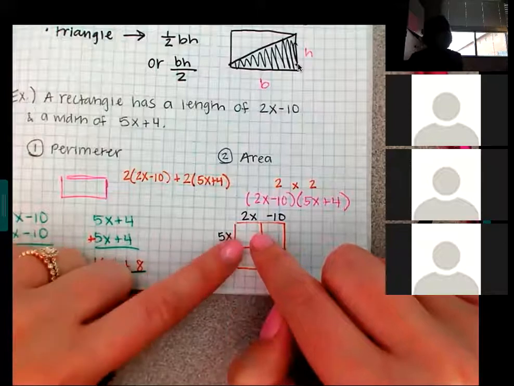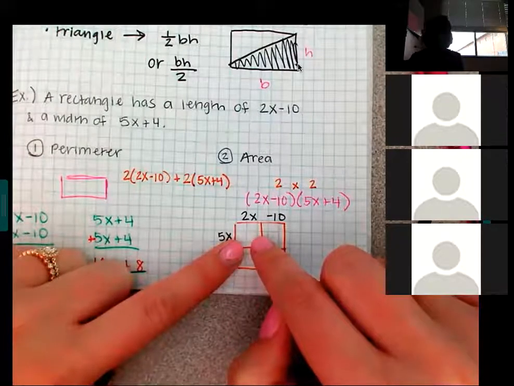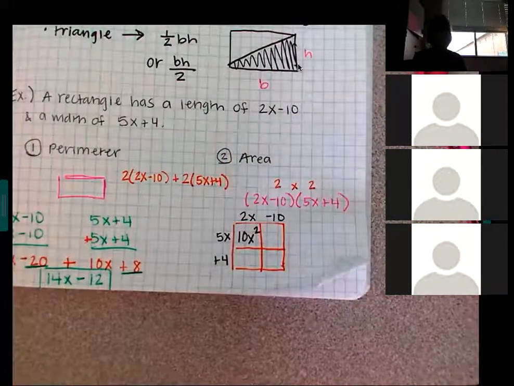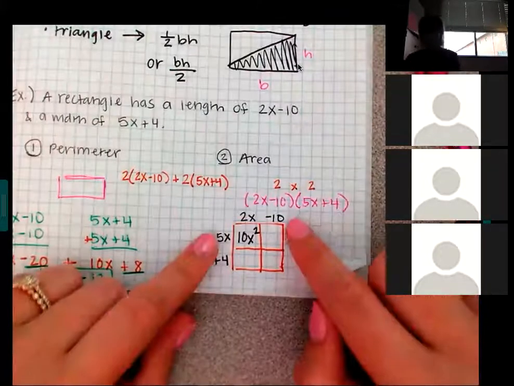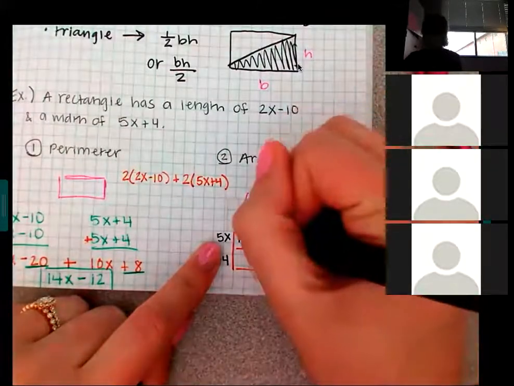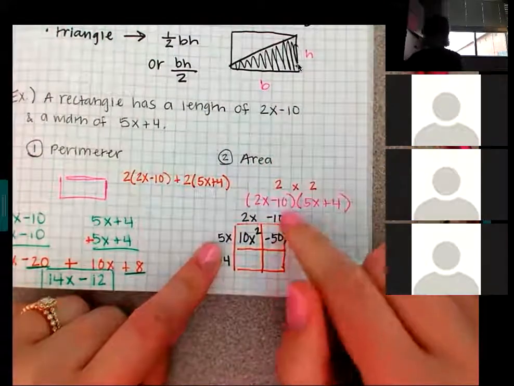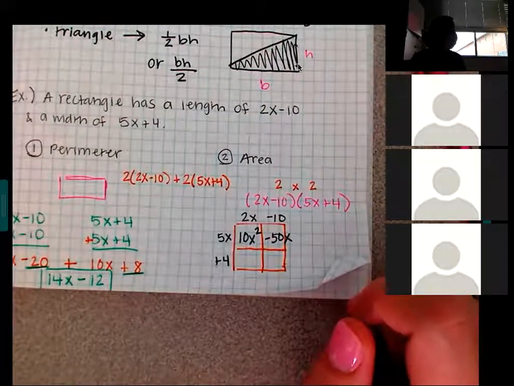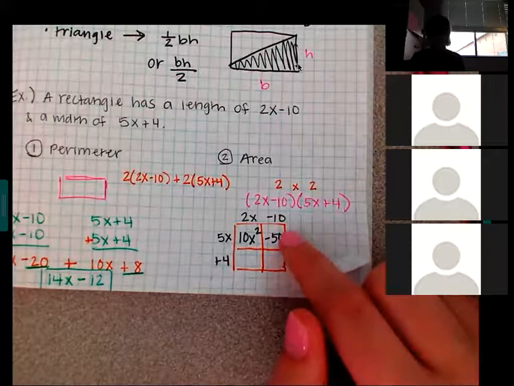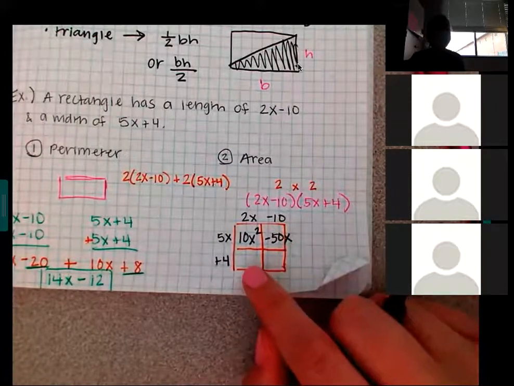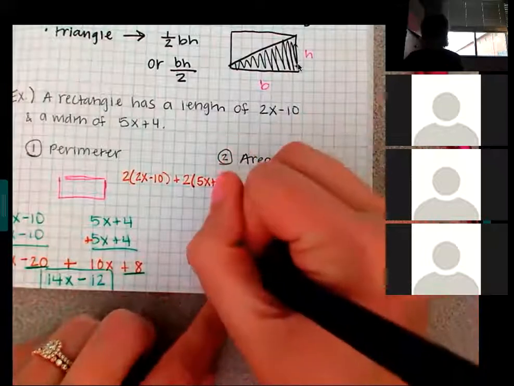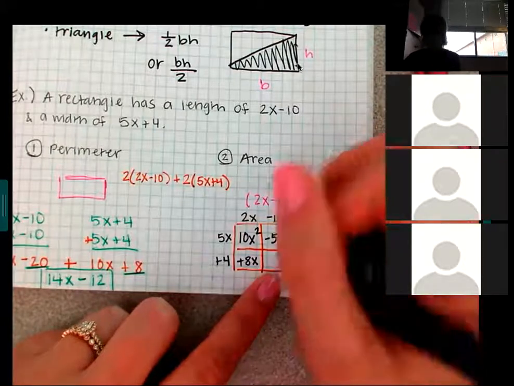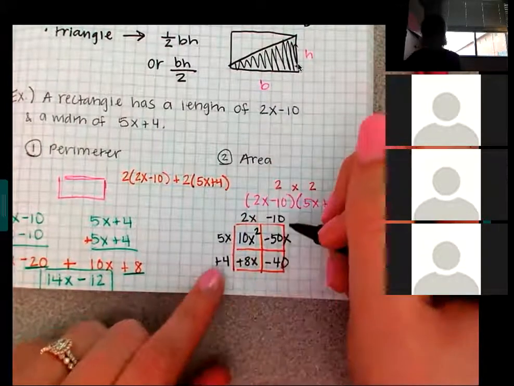2x times 5x. What is that? It's not 10x. There we go. All right, what's 5x times negative 10? Negative 50x. Whoever said 15, make sure you're multiplying now. We're doing area. Make sure you see that 10 is negative. What's 2x times 4? 8x, and it's positive. Good. And then what's 4 times negative 10? Negative 40. No x on this one because it's just a 4 and a negative 10.